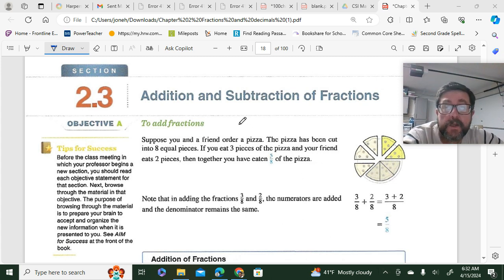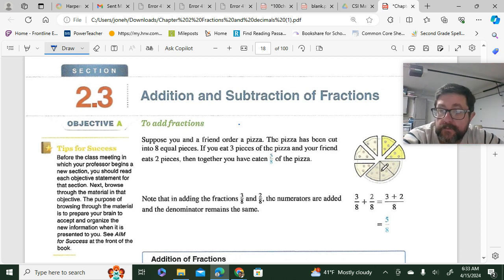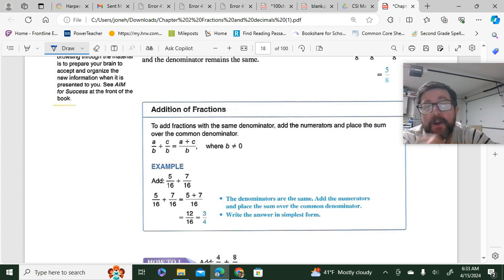Okay, so addition and subtraction of fractions. Now, if you're going to do it by hand, you always have to have the denominators the same. So if you have a pizza divided up into 8 pieces, say you have 3/8 plus 2/8 equals 3 plus 2, 5/8. So that's how much of the pizza I get. You get 3/8 of the pizza. That sounds fair. Okay, so addition of fractions.